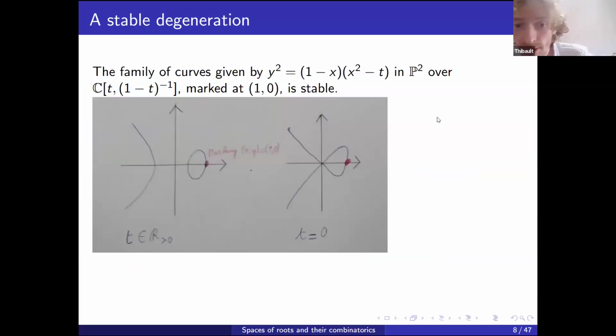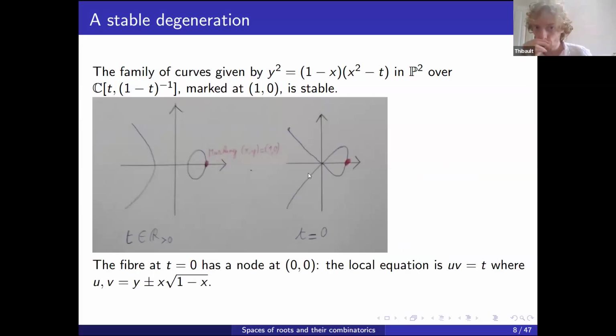Okay, so the same example we had earlier becomes a stable curve if I mark 1 point because it's genus 1. And because the singularity of the singular fiber is a node, right? You can find coordinates u and v such that locally the equation is uv equals 0, and the coordinates are those that I've written down there.